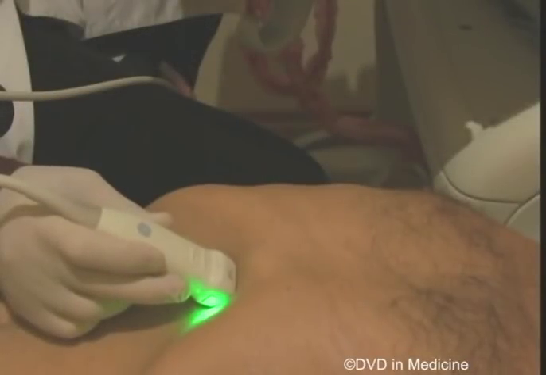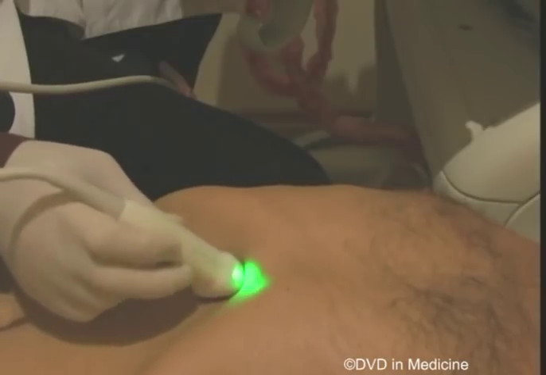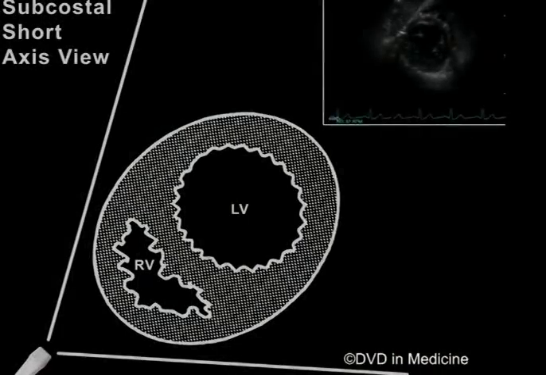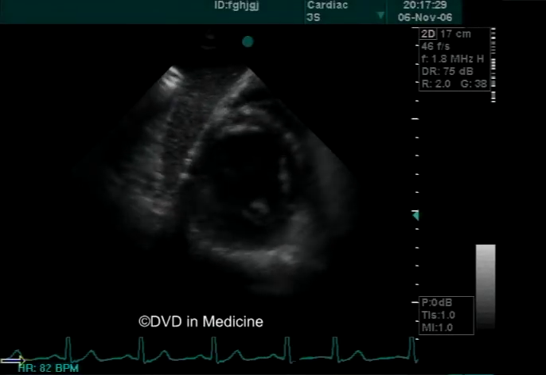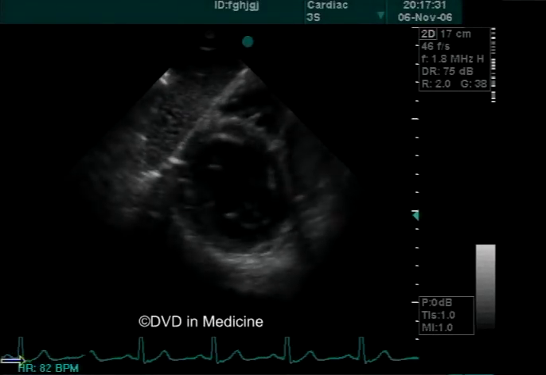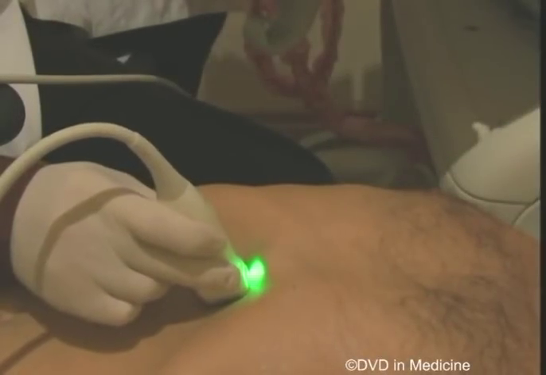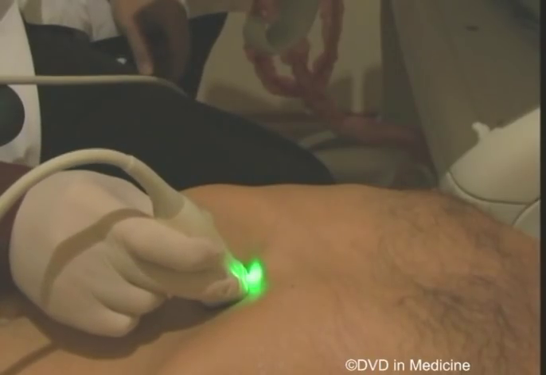The subcostal short axis view is achieved by rotating the transducer orientation position to the 12 o'clock position. In this image, one can see the heart by the short axis view. A subcostal approach allows visualization of the inferior vena cava in long axis.